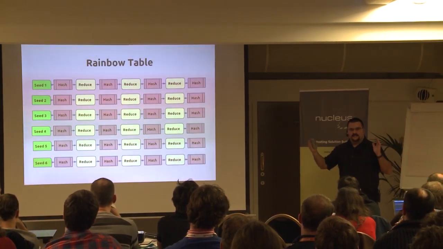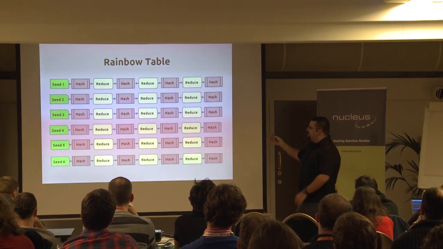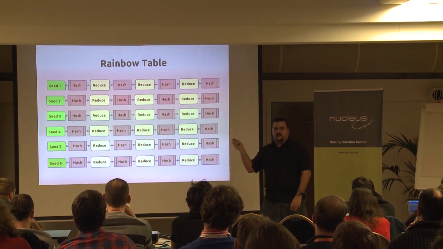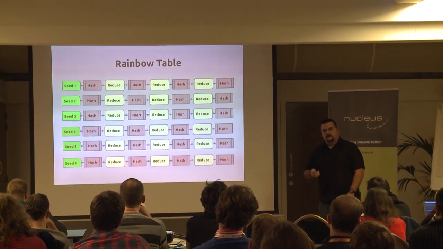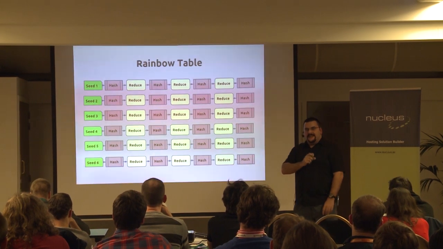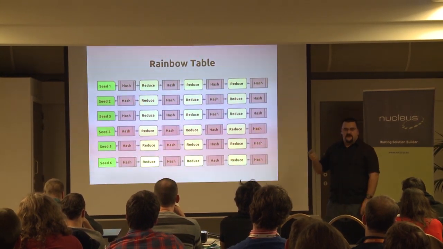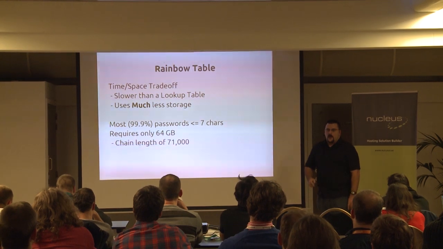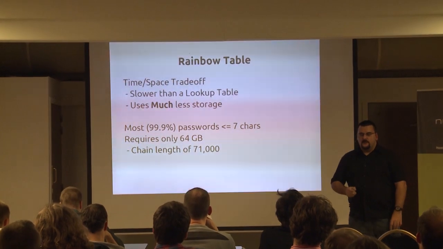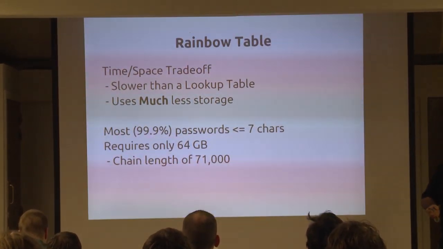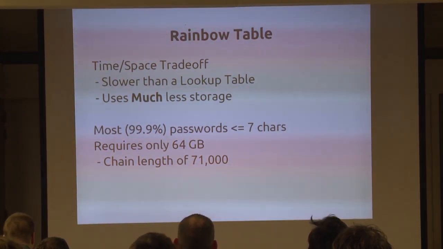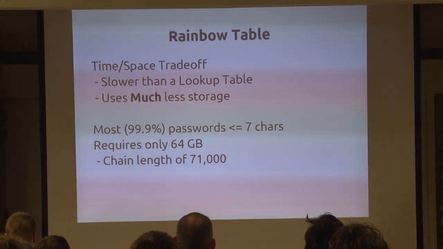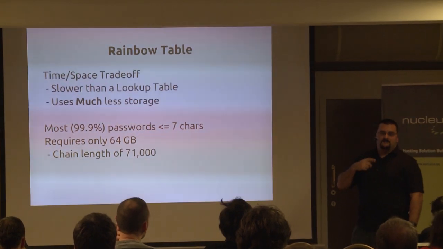So if the chain is 1,000 operations long, it can take 1,000 operations to check to see if a hash is in the rainbow table. So it's very CPU inefficient, but it's very space efficient. It uses much, much less storage. That 1.5 petabytes drops down to 64 gigabytes. And this lookup takes roughly about 1.5 seconds, whereas the lookup in a lookup table takes microseconds.